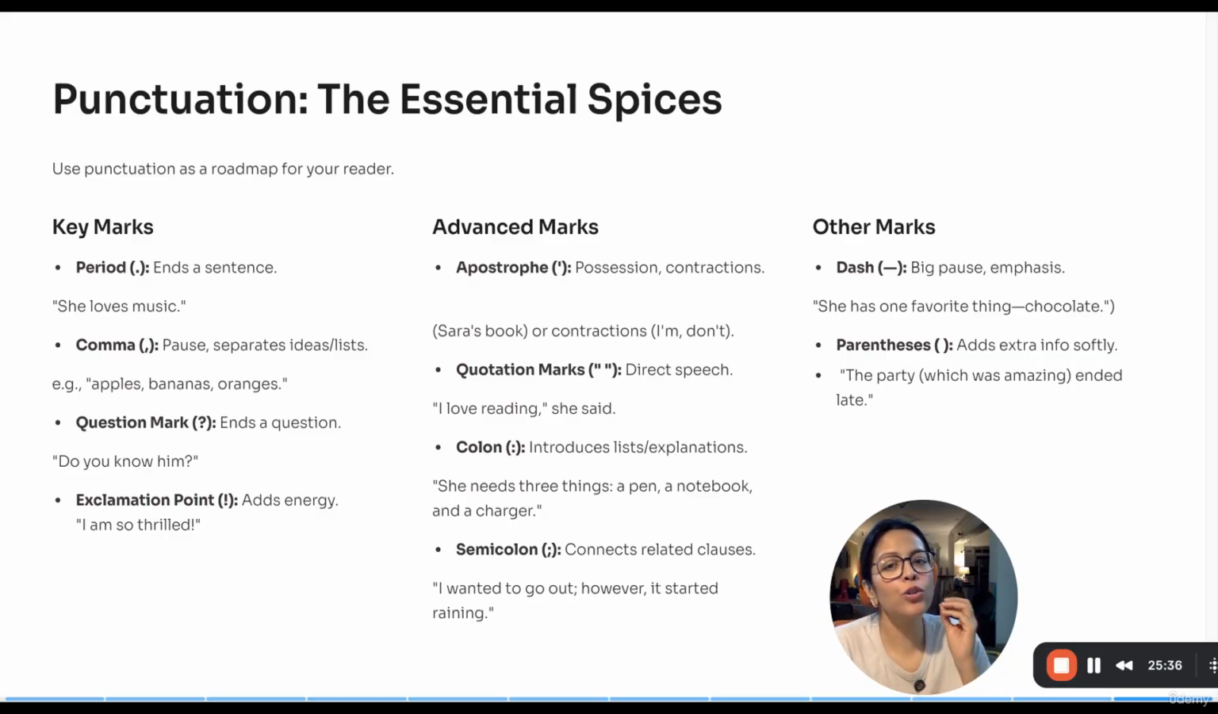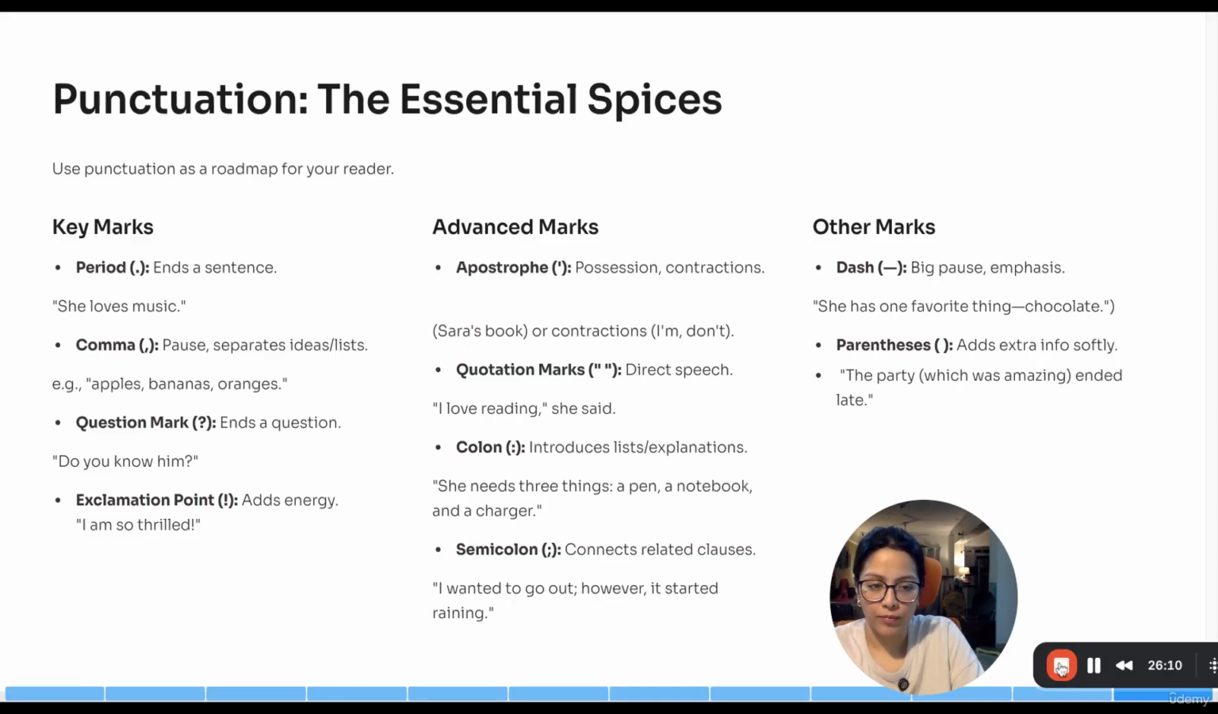Dash is used for a big pause, and also to emphasize. She has one favorite thing, which is chocolate. So you're trying to emphasize something. And what about parenthesis? Adds extra info, but softly, like in a bracket. The party, which was amazing, ended late. So you should be able to use a bracket whenever you want to give extra information, but softly. Kindly find more examples in the resource section.